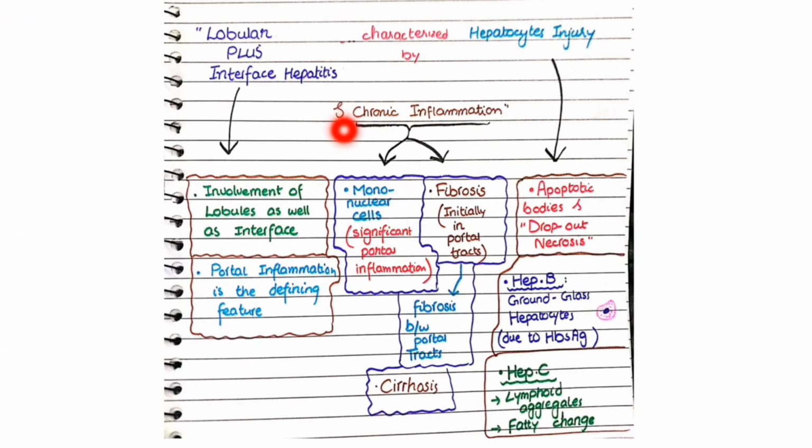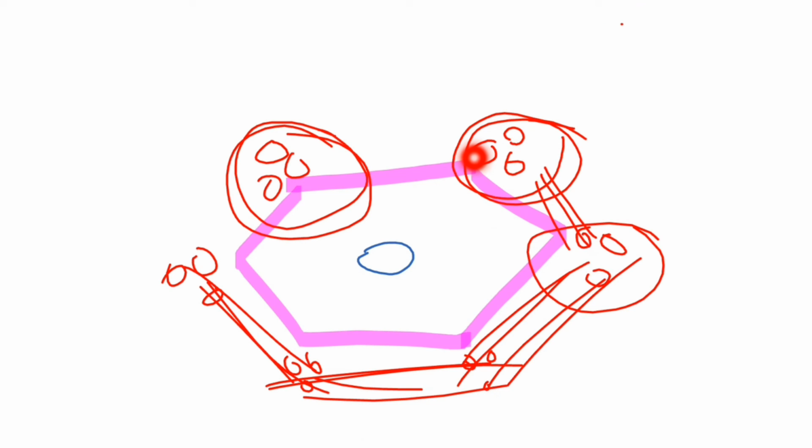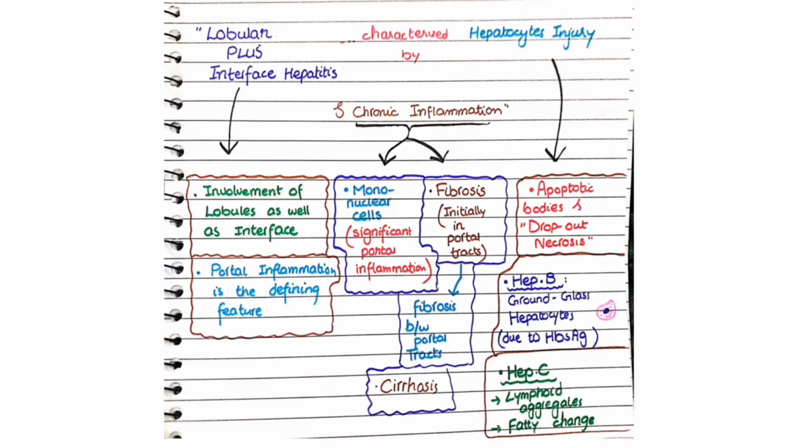The last keyword was chronic inflammation. So you see chronic inflammatory cells that are mononuclear cells, and these are present significantly in the portal tracts. This is known as significant portal inflammation. So remember, portal inflammation is the defining feature of chronic viral hepatitis. It is absent in acute viral hepatitis. Secondly, this chronic inflammation was visible as fibrosis that was initially in the portal tracts, but then it progresses between the adjacent portal tracts. And lastly, some cases of hepatitis can show the appearance of cirrhosis. So this concludes the pathological features of acute and chronic viral hepatitis.